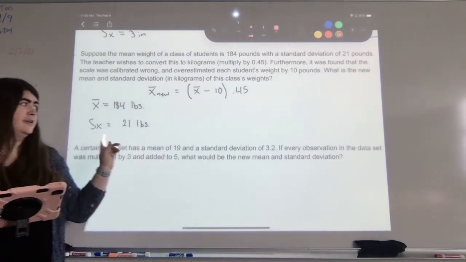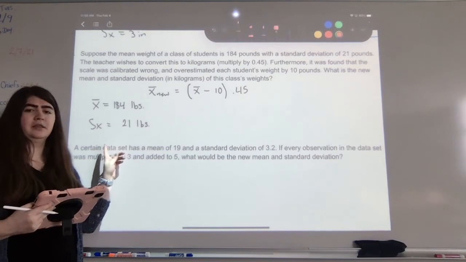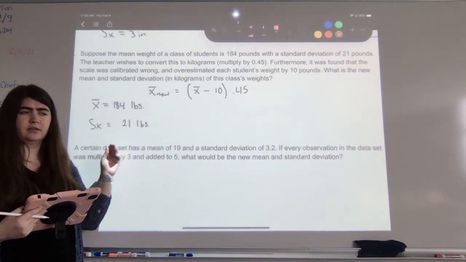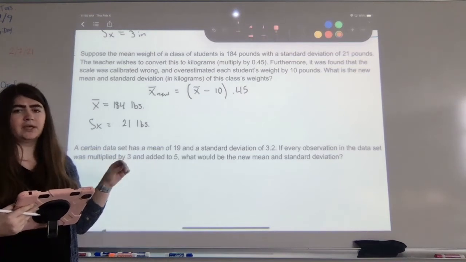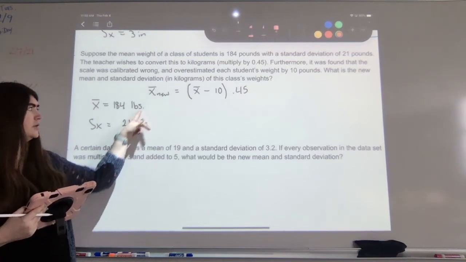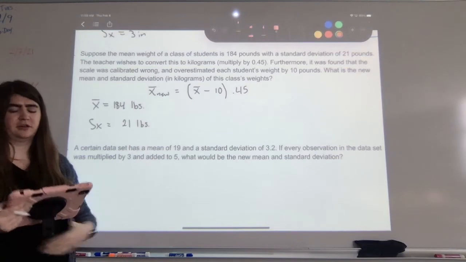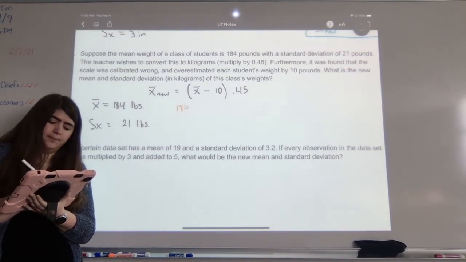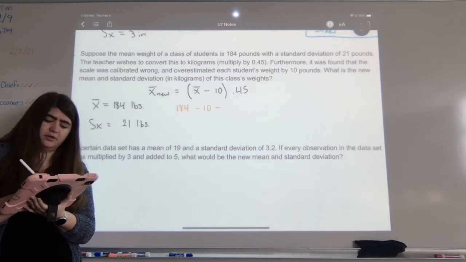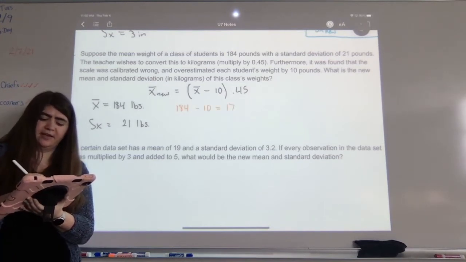Does the standard deviation get affected from a change in addition? And it doesn't. So even though we calibrated the scale wrong, it only changes the mean, it doesn't change the standard deviation. So I have my 184 minus 10, which is equal to 174.